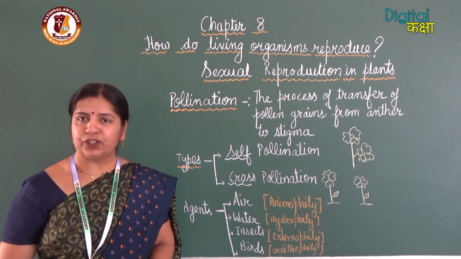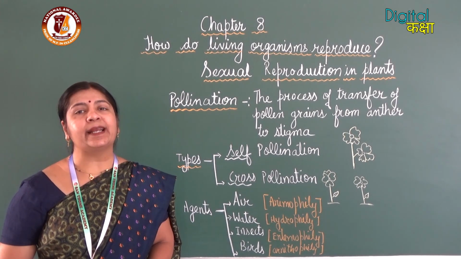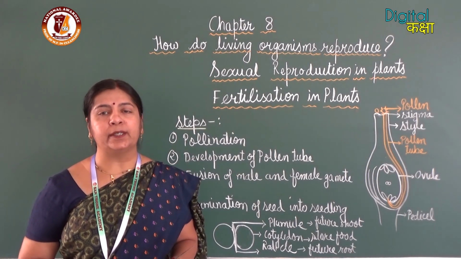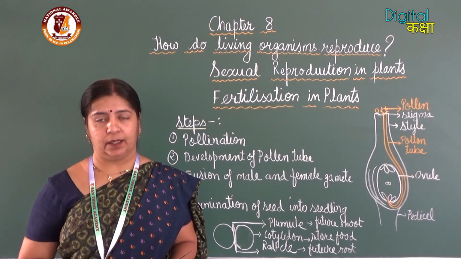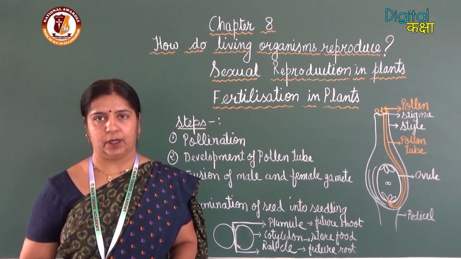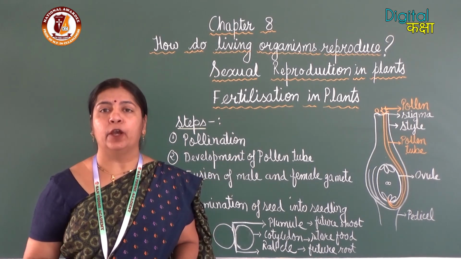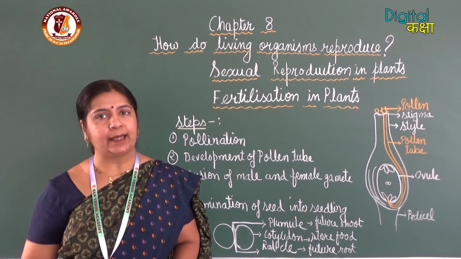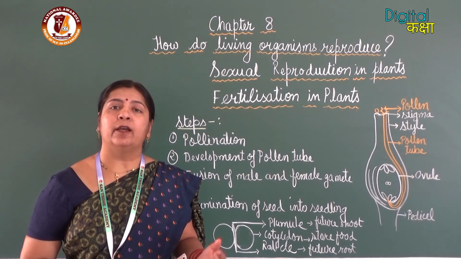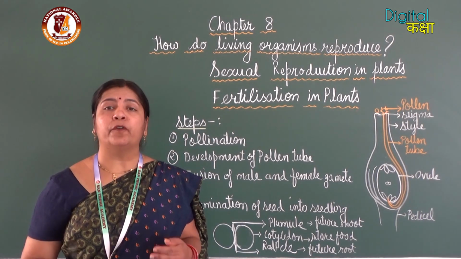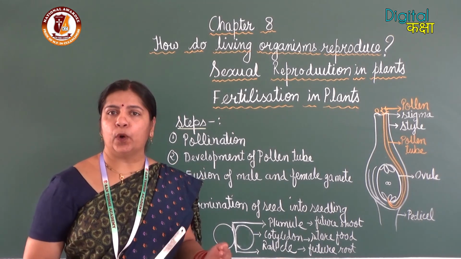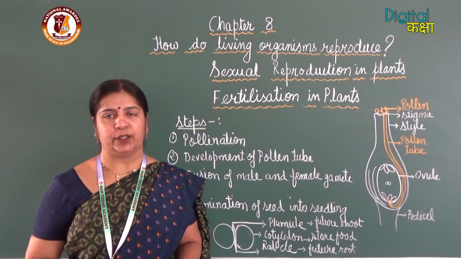This is a very essential process because it leads to the formation of the seed. Now we will start with the process of fertilization in plants. How does fertilization take place and what is the meaning of fertilization? Fertilization means fusion of male and female gamete. In plants, the male gamete is the pollen and the female gamete is the ovule. So fusion of male and female gamete, that is fusion of pollen and ovule, is known as fertilization.